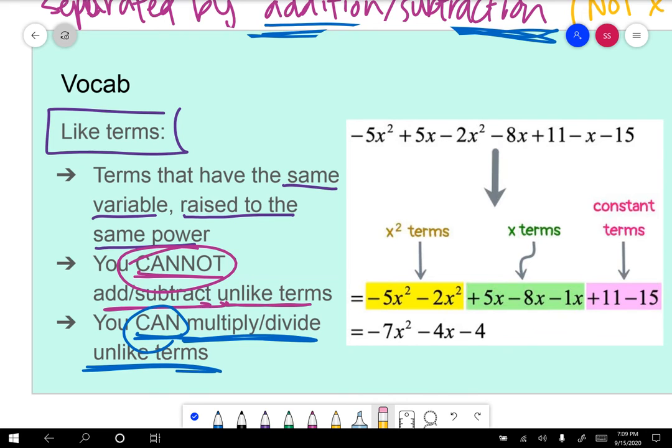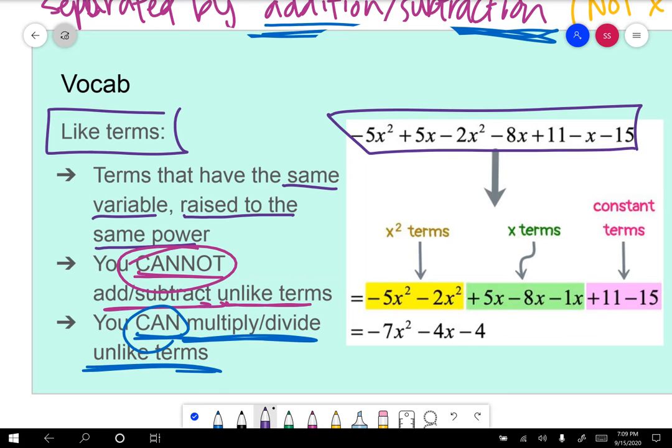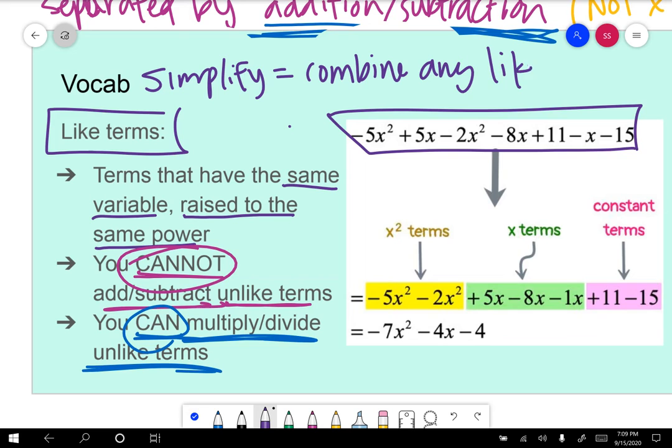So if we look at this expression over here, we're asked to simplify it. Basically simplify, I'm going to write this down. Simplify means to combine any like terms you can. So to simplify, we would need to find the like terms.